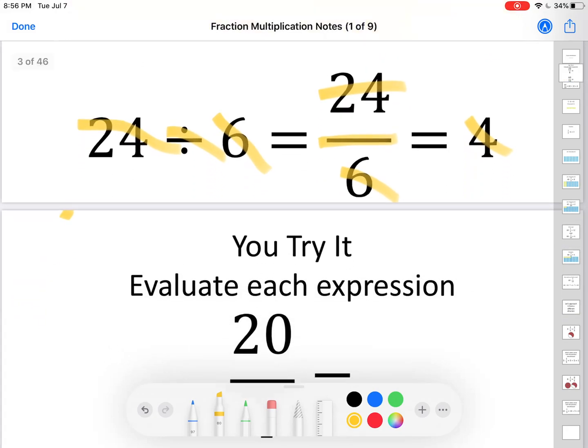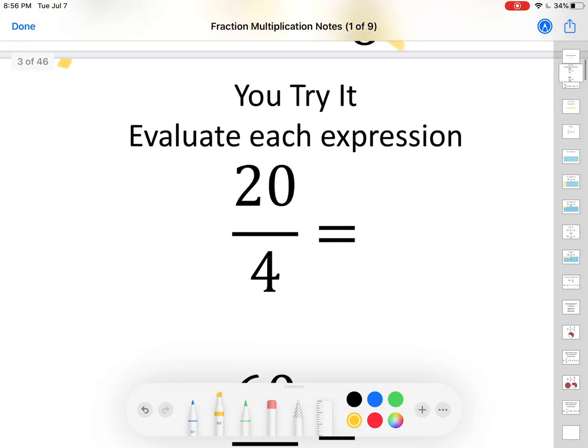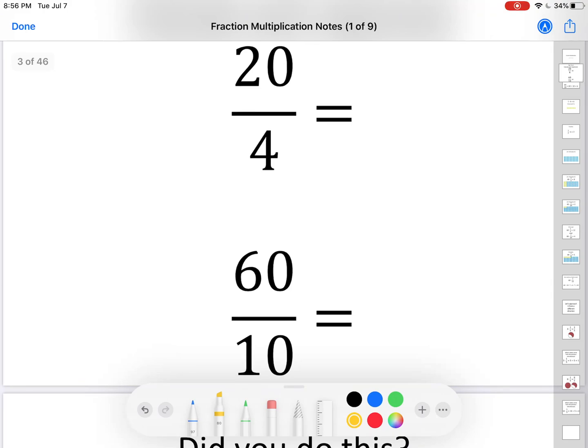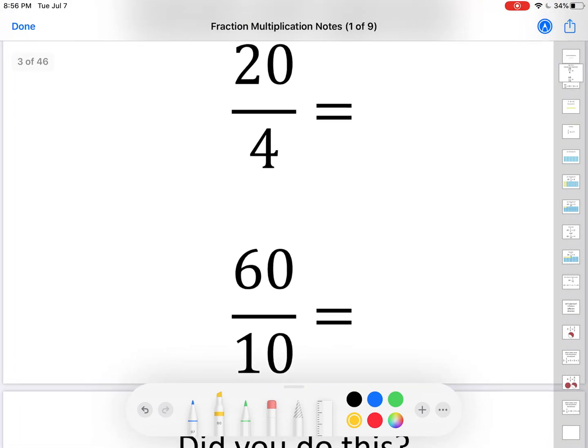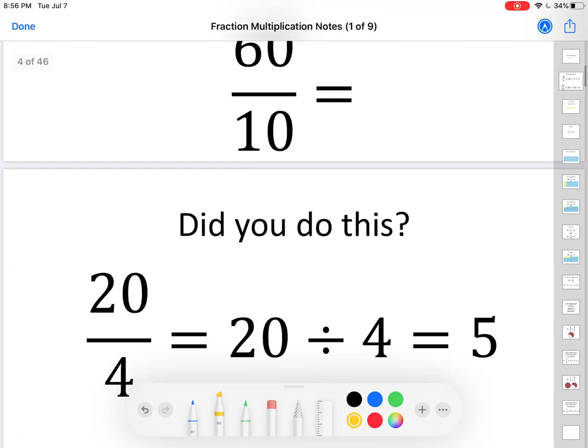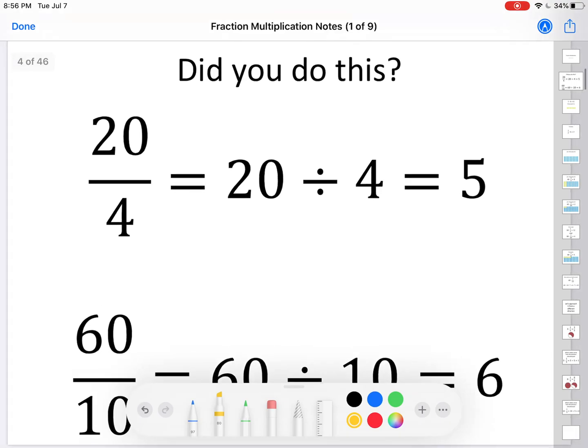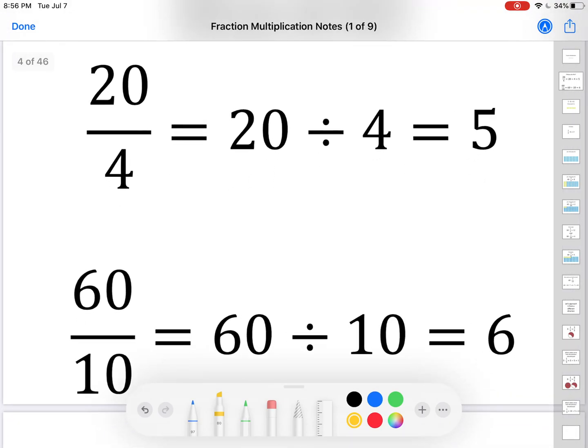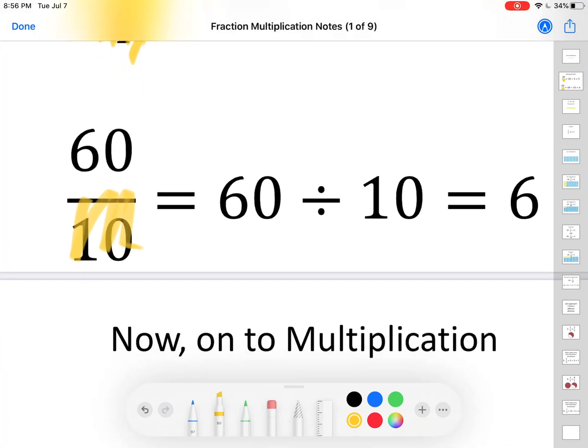Okay, now, you try it. Evaluate each expression. So, here you go. Figure them out. Okay, had enough time? Did you do this? 20/4 is equal to 20 divided by 4, which is 5. 60/10 is 60 divided by 10, which is 6. Easy, right? So if you see something in the denominator, that means that we're going to be dividing by it. Okay, it is going to be the divisor.